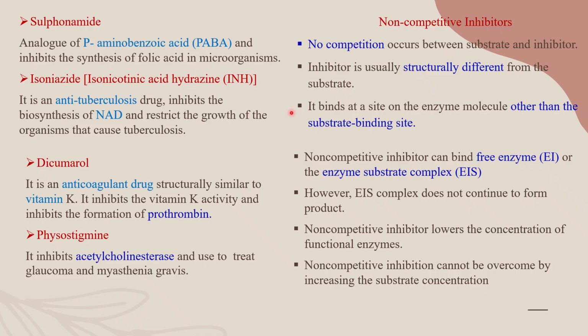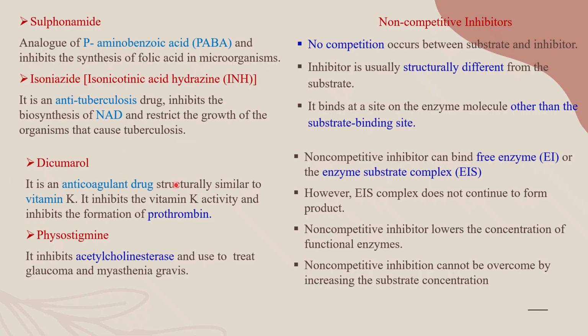Now here are a few examples showing the competitive inhibition. One important example is sulfonamide. It is a structural analog of para-aminobenzoic acid, and it inhibits the synthesis of folic acid in the microorganism. And that's how it acts as an antimicrobial agent. Isoniazid, an anti-tubercular drug, inhibits the biosynthesis of NAD and restricts the growth of the organism that causes tuberculosis.